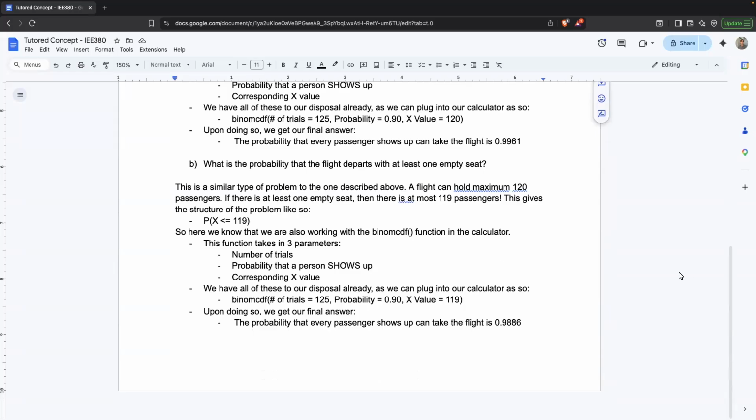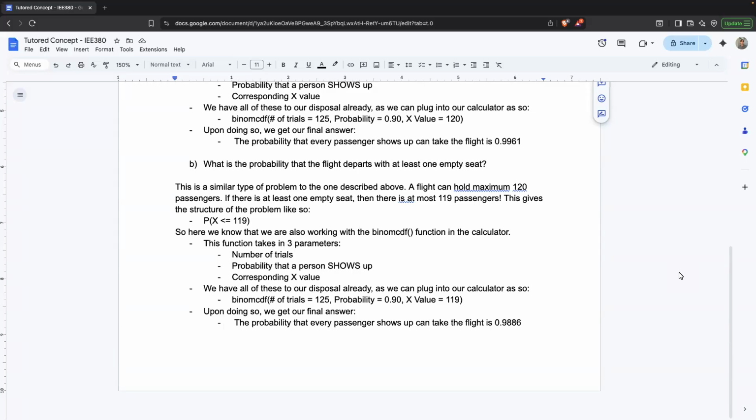And moving on to part B, what is the probability that the flight departs with at least one empty seat? In this problem, we're asked to find the probability that the flight leaves with at least one empty seat. Again, we can identify the key details. The setup is pretty much the same as before. We still have a binomial distribution, and the number of trials and the probability that a passenger does not show up remain unchanged. So the difference is in what we're being asked to find.